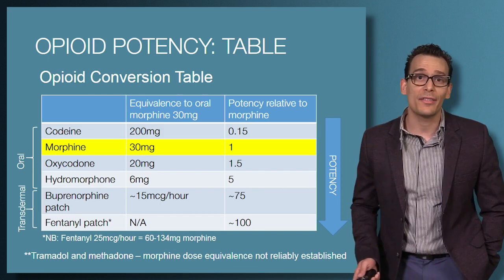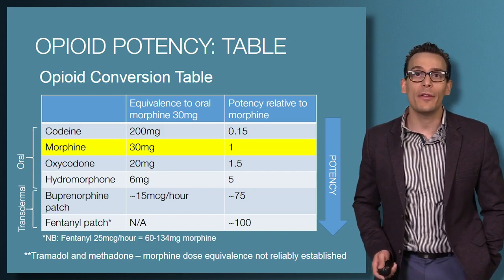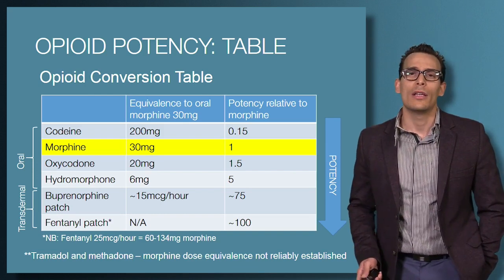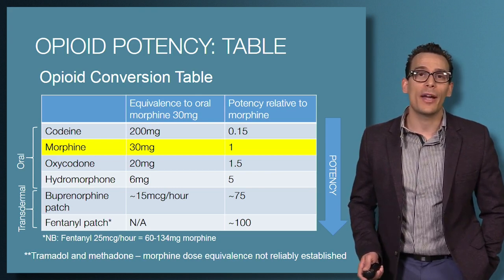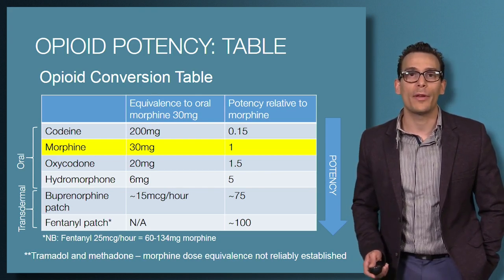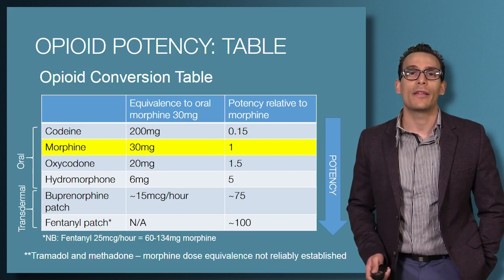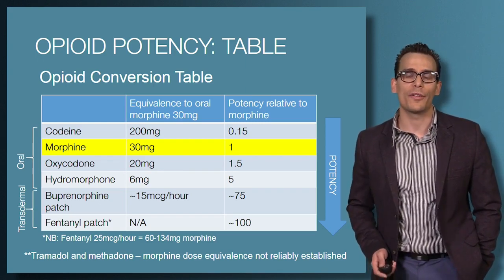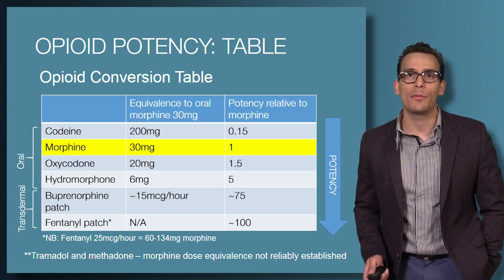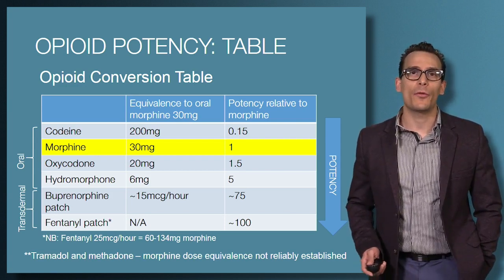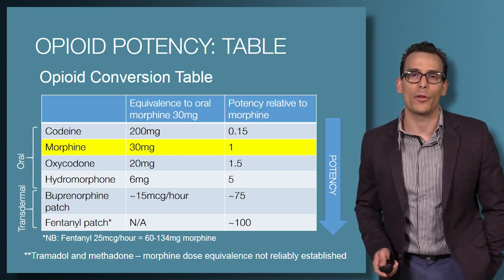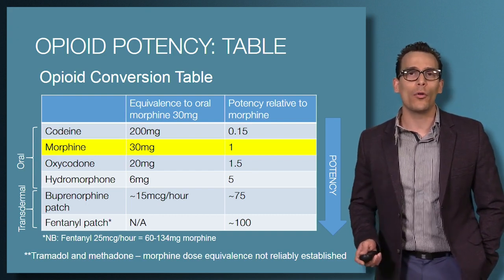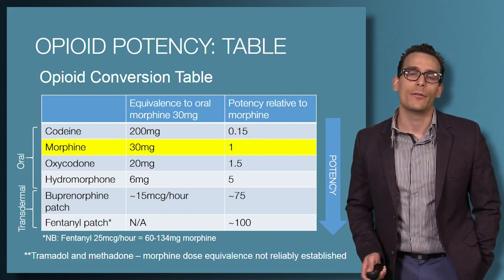Moving down to the patches, buprenorphine is approximately 75 times more potent than morphine, meaning that 15 micrograms per hour over a 24-hour period of buprenorphine gets the same analgesia as 30 milligrams of oral morphine. Whereas fentanyl is approximately 100 times more potent than morphine, we see that we don't have an equivalence to 30 milligrams of morphine. And if we look below the table at the nota bene, we can see why.